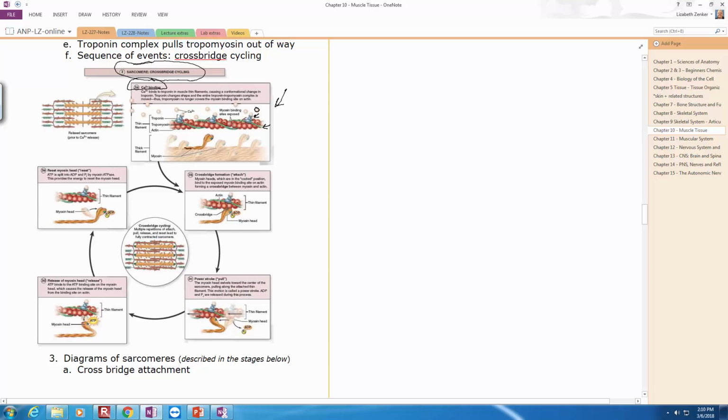So here is your myosin guy. He has the little golf club head on it. When the myosin head attaches, ADP and inorganic phosphate get knocked off. What do you know about ADP? ADP plus inorganic phosphate gives you ATP, or you could break ATP down into ADP and a phosphate, correct?